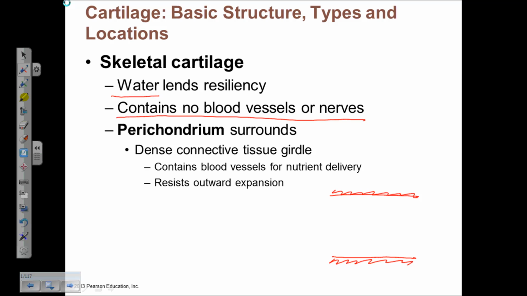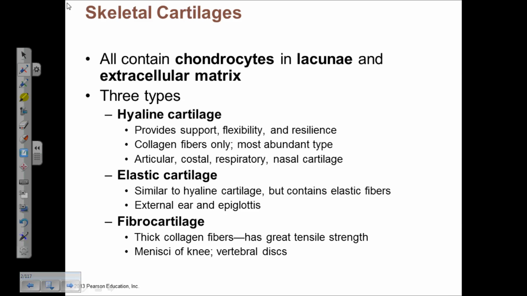So it is surrounded by perichondrium. Perichondrium is dense connective tissue which contains blood vessels and doesn't let the cartilage grow outwards. Inside of the perichondrium is the matrix. I'm not going to draw anything in the matrix.